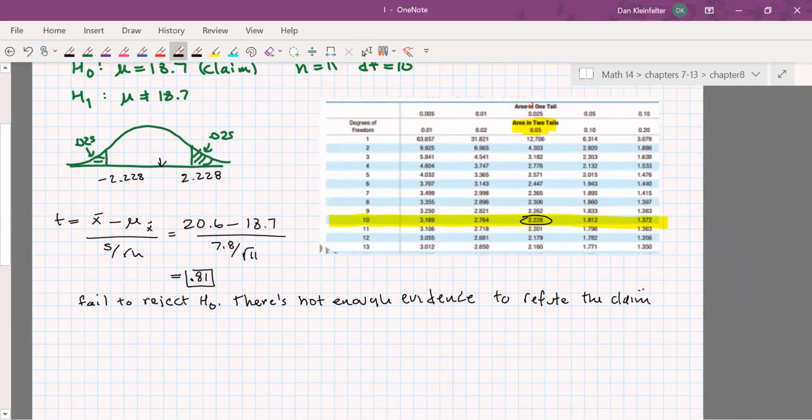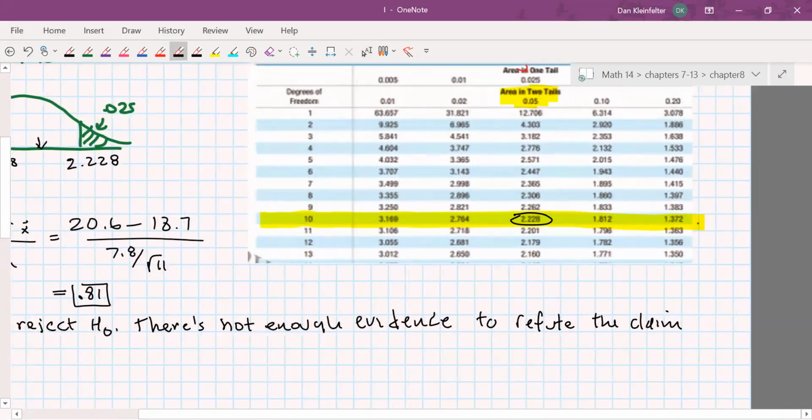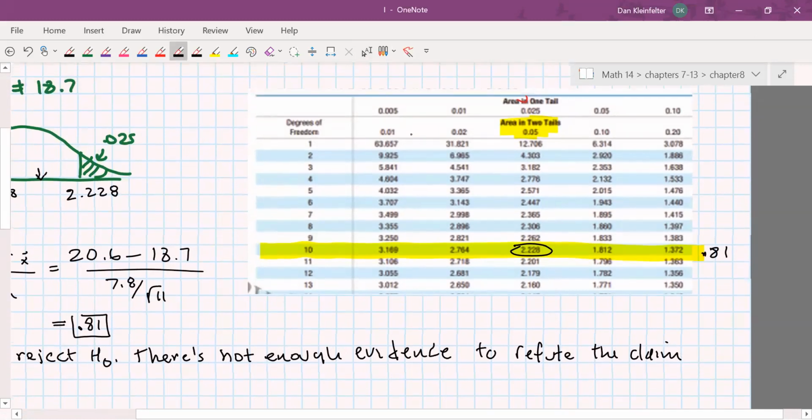Okay, and then just for fun, the p-value method. The test statistic was 0.81, right? 0.81 would have been some kind of mythical last column over here to the right. And so our p-value would have to be bigger than 0.20, right, for that.